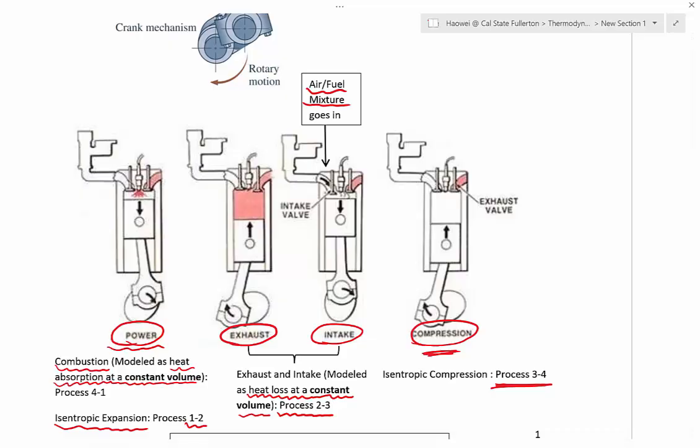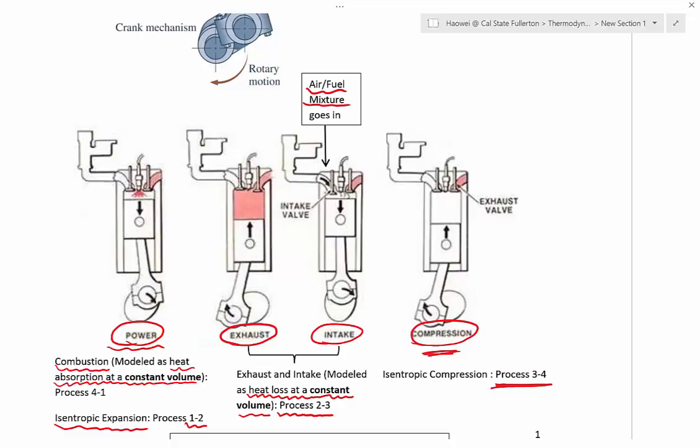Do you remember for vapor power system, what is 4-1? 4-1 is the boiler. That's where you gain heat, just the same as here. And then what is 1-2? 1-2 is the steam turbine. What happens in the steam turbine? Isentropic expansion, which is exactly the same as here now. And then 2-3 in a vapor power system is the condenser. That's where you lose heat. Same thing as here. 2-3 is heat loss at constant volume. And then 3-4 in a vapor power system is a pump. That's where you have isentropic compression, which is exactly the same as here.